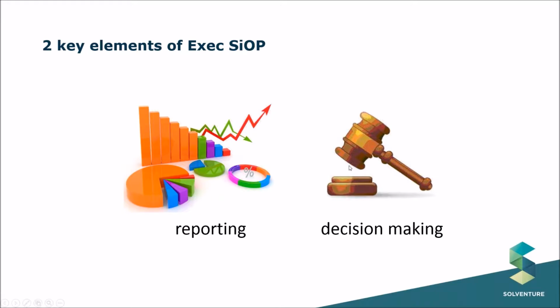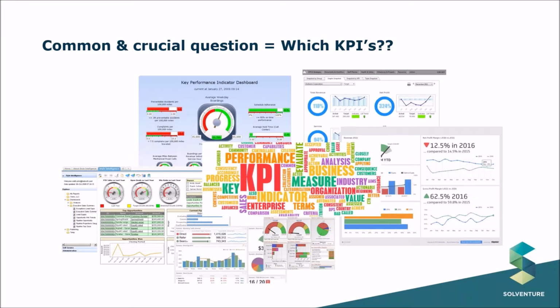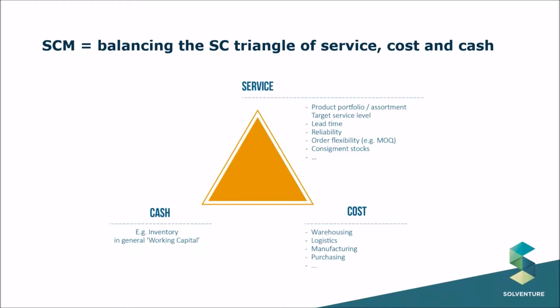The crucial question here, and that's really the question where we see companies struggle the most, is: yeah, but which KPIs, right? I've seen a lot of dashboards, but the crucial question is always, which type of KPIs do we need? Which are the supply chain metrics that matter? And to answer that question, we want to come back to work we've been doing over the last 2 years with companies, where we've used the concept of the supply chain triangle.